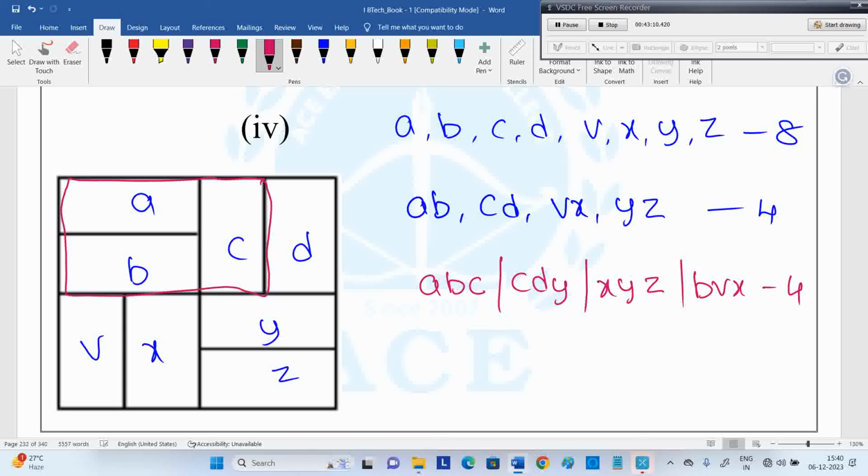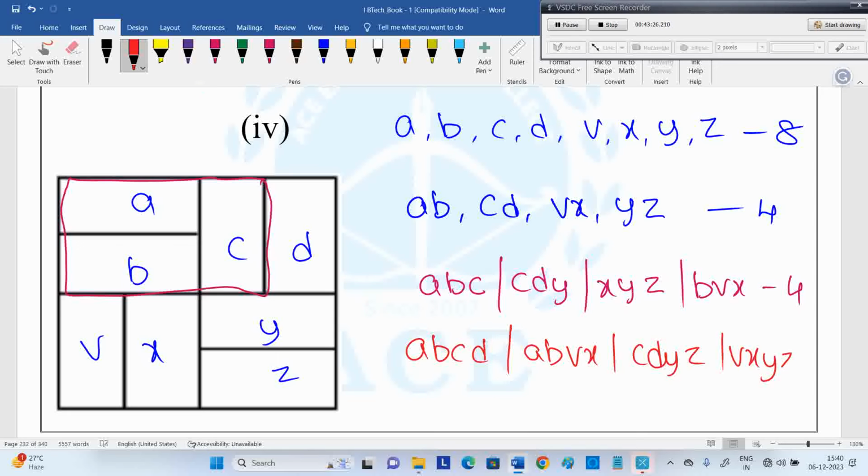Many people are missing these 3 combinations. That's why some people are giving 17, some people are giving 21. That's the difference, I hope. And next, 4 combinations: you people got A, B, C, D, A, B, V, X, C, D, Y, Z, V, X, Y, Z. So here itself 20, then 5 combination, 6 combination, nothing. Entire overall A, B, C, D, V, X, Y, Z is 1. 21 is the answer.